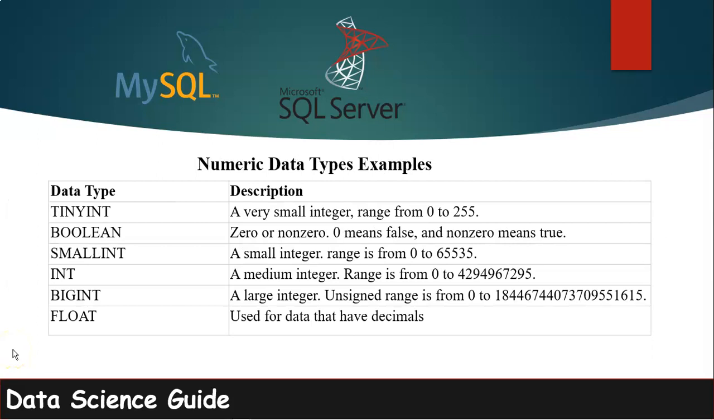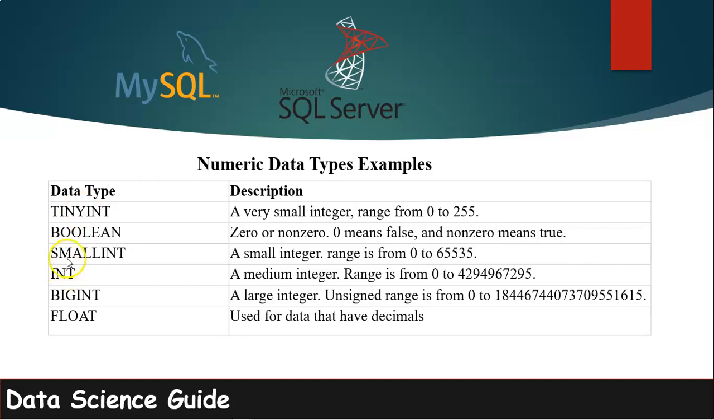The second category of data types is numeric, and here we have some examples for the most used numeric data types in MySQL and SQL Server. The first one here is tiny integer, and this is a very small integer, ranging from 0 to 255. The second one here is the Boolean. Boolean actually is something that has two values only, 0 or non-zero. 0 means false, non-zero means true. And usually we use this type if we have only two values in a certain column, yes or no. And if we have, for example, only two genders, we can use it also for male and female.